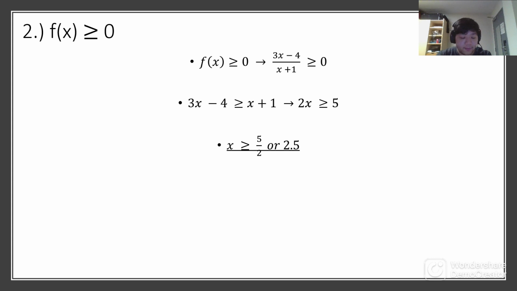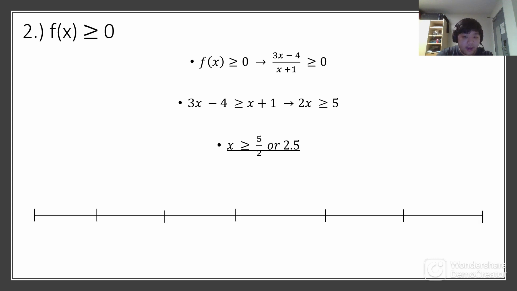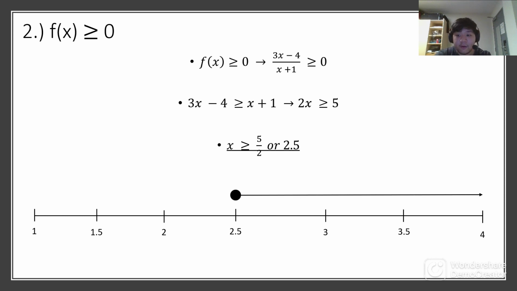or 2.5. Now, if we were to put this on a number line, I'll draw it as something like this. So it ranges from 1 to 4, because the slideshow isn't big enough. And I'm going to put the spot at 2.5 and the arrow going forward.